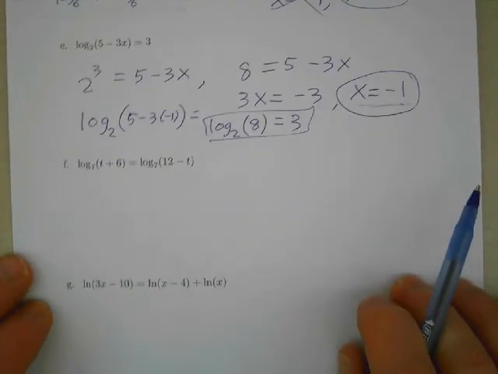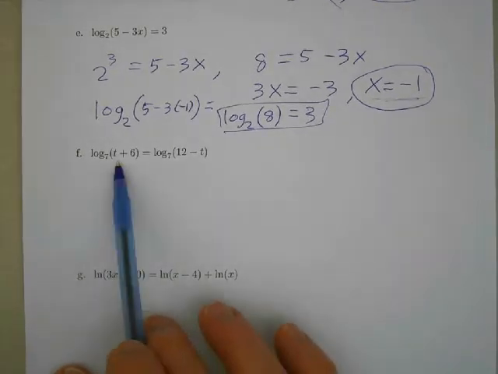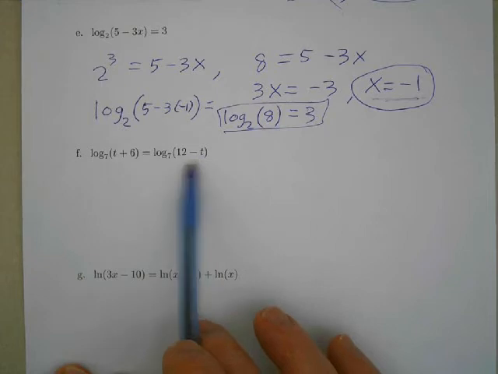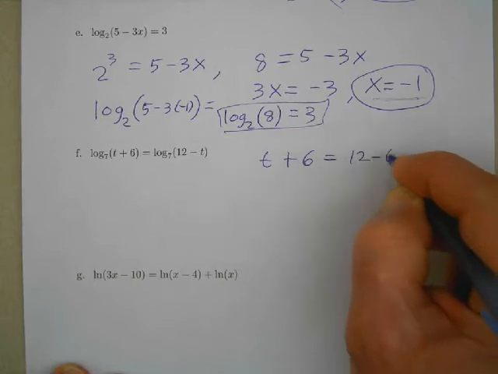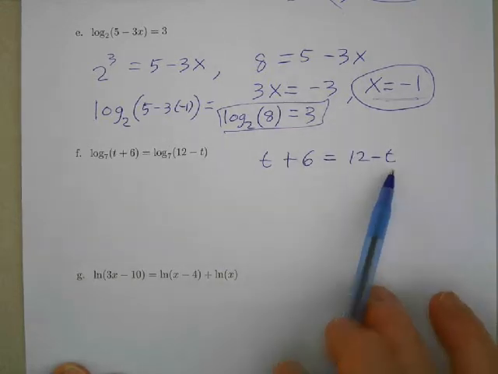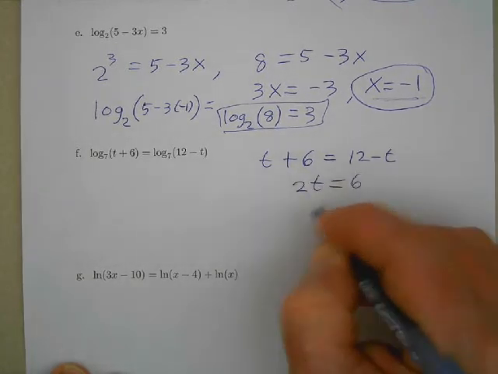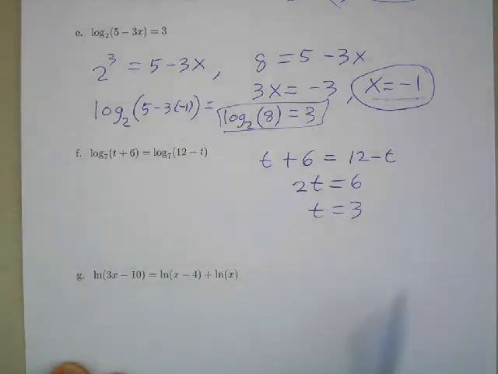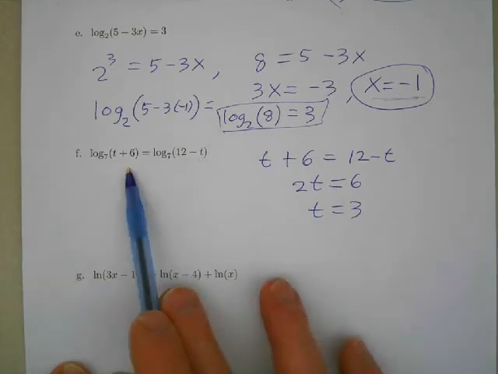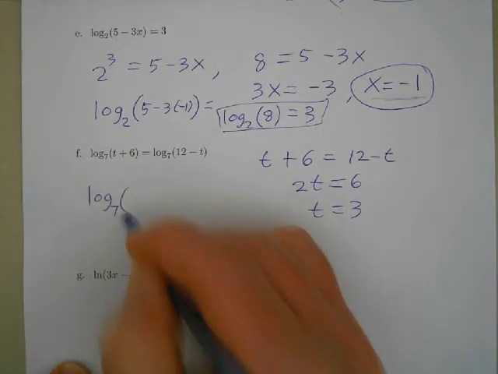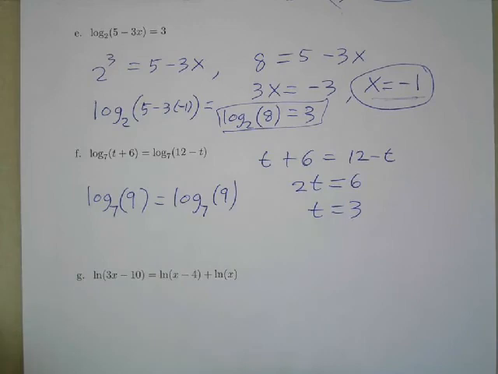In the next part, this is all set up to apply the equivalence property. Log base 7 of t plus 6 equals log base 7 of 12 minus t. So the arguments must be equal. t plus 6 equals 12 minus t. We'll solve for t, add t to both sides and subtract 6 from both sides. We get 2t equals 6. Divide both sides by 2, you get t equals 3. And you can verify that when you replace each t with 3, you'll just get log base 7 of 9 equals log base 7 of 9, and that is absolutely true.